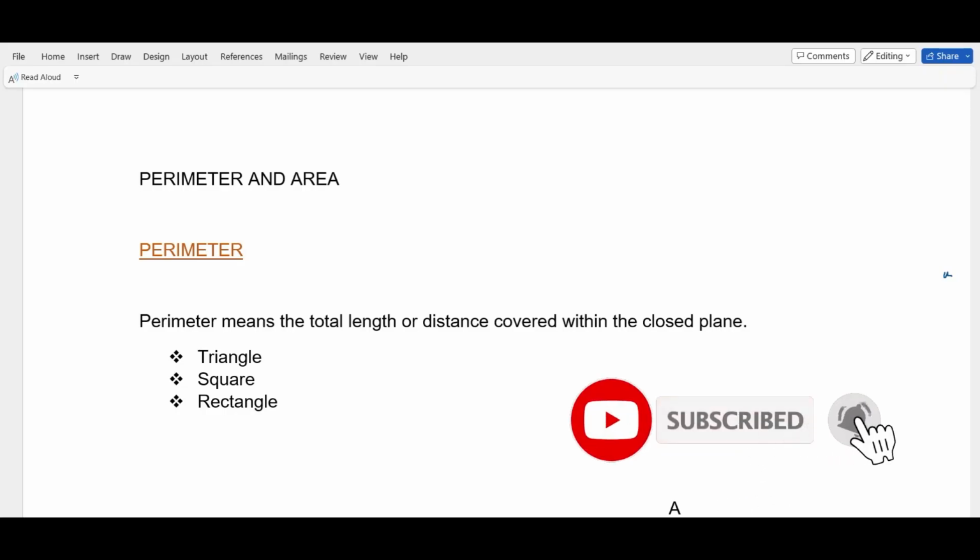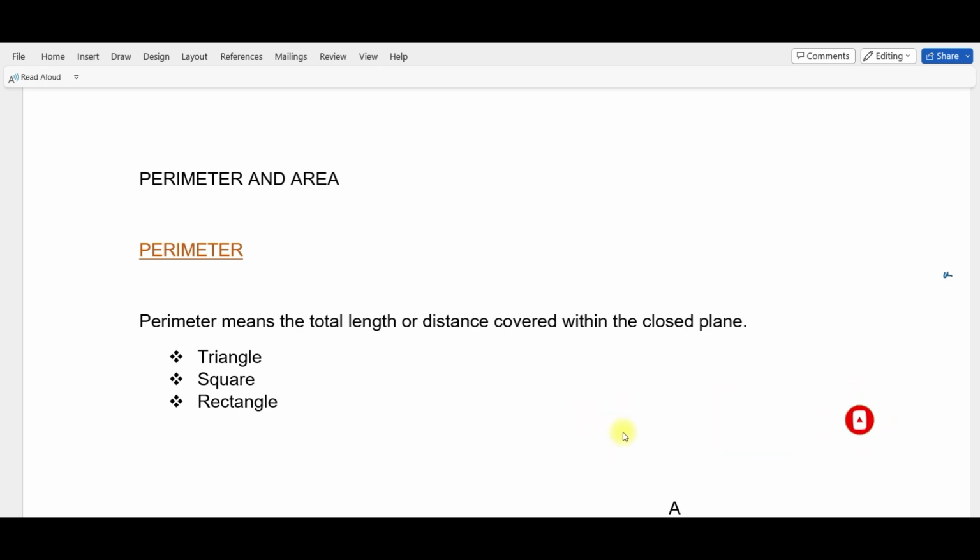To today's video. In this video, we are talking about the new chapter, that is perimeter and area. I would be teaching you the basics about what a perimeter is and how you find the perimeter of different closed planes. And in this video, you will also find the questions on this particular chapter, that is, from class 5th, you have perimeter and area.